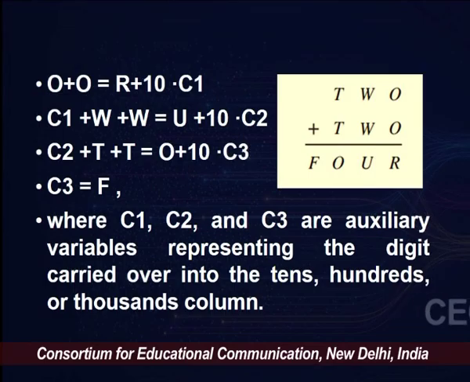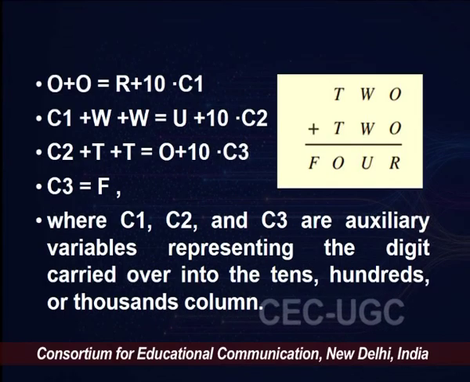So, F there has to be some carry, and the maximum carry which we can have in these kinds of cryptarithmetic problems is nothing but 1. So, 1 is equal to F, and that is going to be our C3. That is the first thing which we are going to make sure of in this problem.